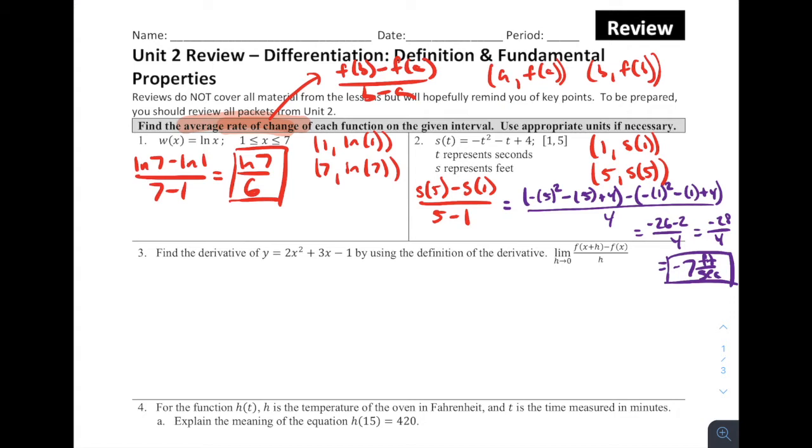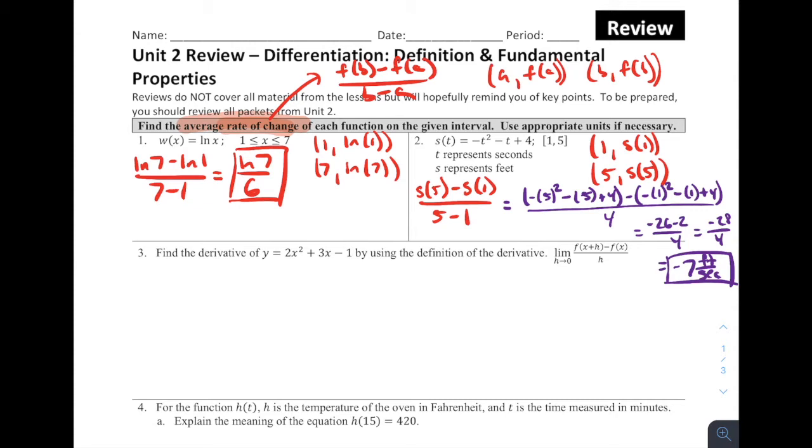-7 feet per second. For those of you in physics or have taken physics before, if this is our position function, we find the rate of change of the function. We have found, in this case, an average velocity over that interval. So between t equals 1 and t equals 5 seconds, whatever object that we're talking about traveled at a rate of -7 feet per second. So it was moving in the negative direction with a speed of 7 feet per second.